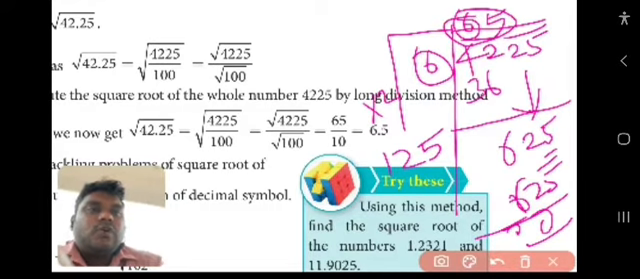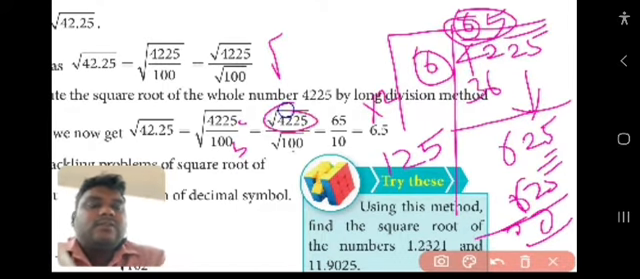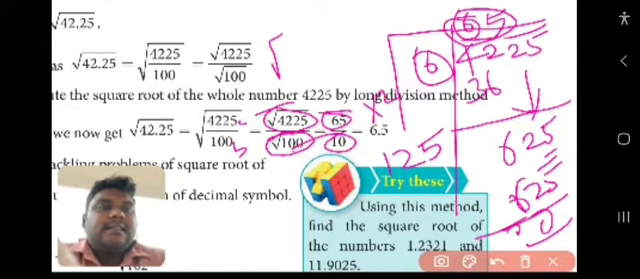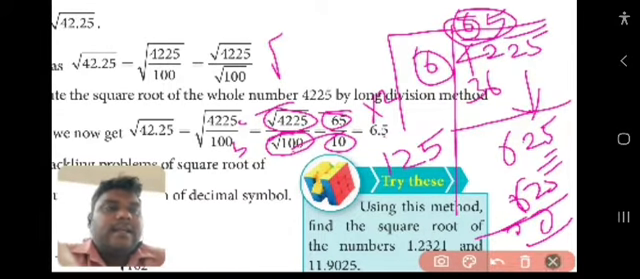Here we use the quotient rule: root a by b equals root a by root b. The square root of that value is 65 and the square root of 100 is 10. So 65 by 10: 10 has 1 zero in the denominator, so 1 decimal place, and 6.5 is the answer. Okay, I repeat.